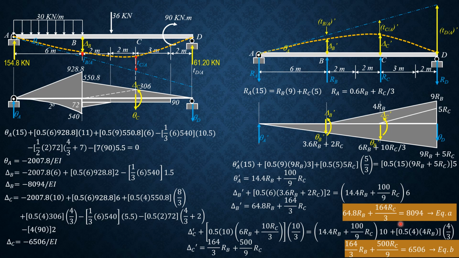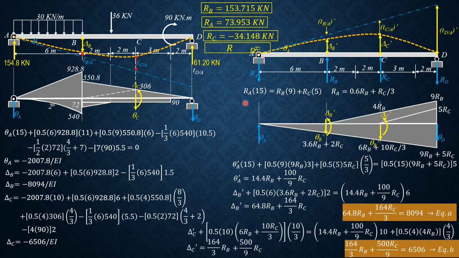So these equations are the same as before, then we get the same results. So RB is 153.715 kilonewtons, R sub C is negative 34.148 kilonewtons, and RA equals 73.953 kilonewtons. R sub D is 22.480 kilonewtons. So that's it for the conjugate beam method. So let's proceed to the fourth basic method, the energy method, which is the virtual work method.